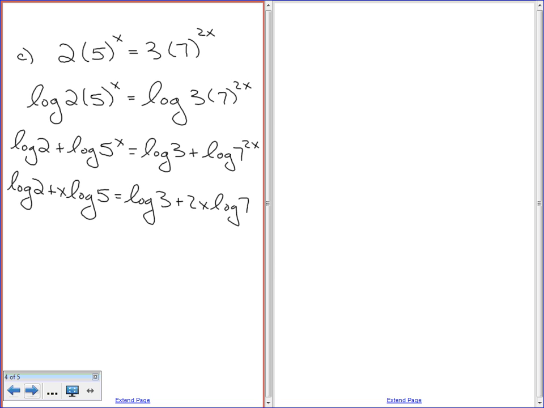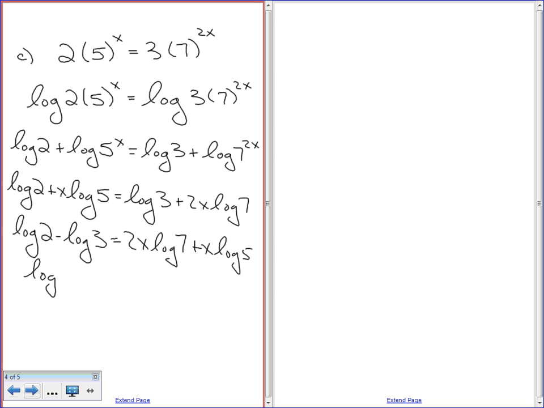So just like before, I want to bring the x's to one side, the numbers to the other side. I'm going to bring the x's to the right side just to remind you it doesn't matter what side you bring them to. Once you get the handle of these two, you're going to be able to skip some steps. So on this side, this becomes the log of 2 divided by 3.